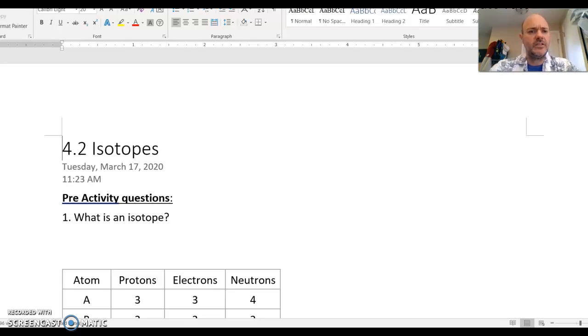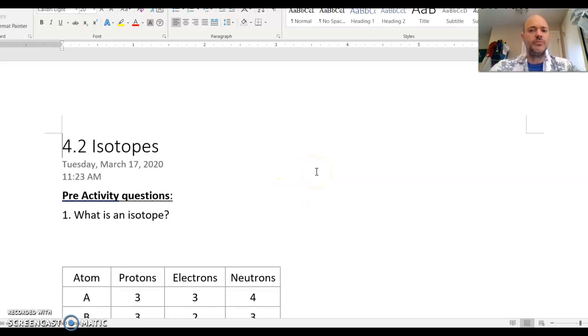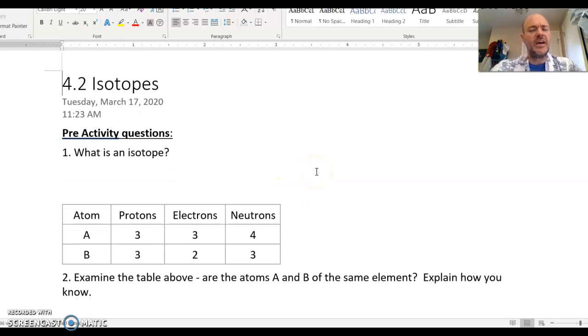Okay, everybody, good day. I am going to go over the isotopes worksheet a little bit with you. I've got a couple of slides on PowerPoint that are going to help us out. I just want to walk through this a little bit to help you get it done. So first off, a reminder about isotopes.